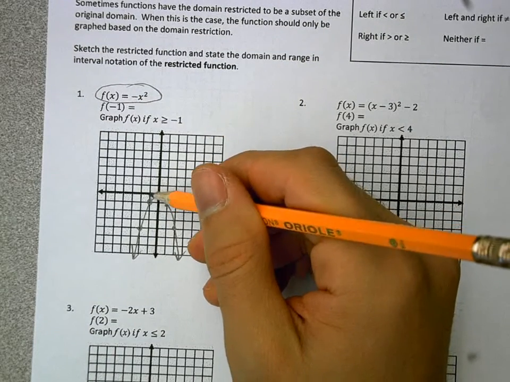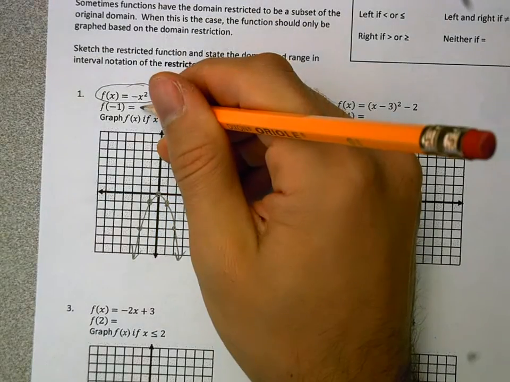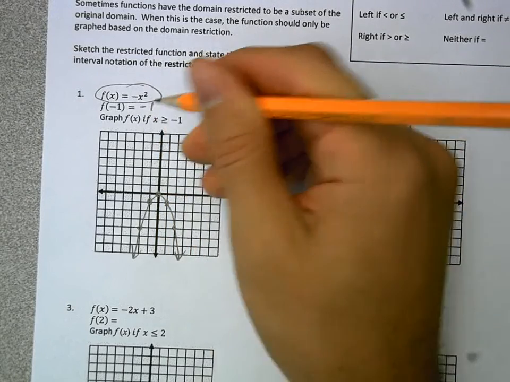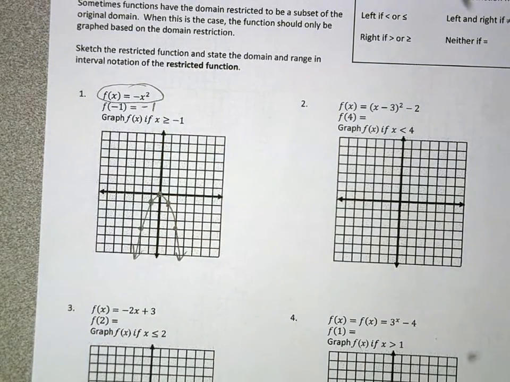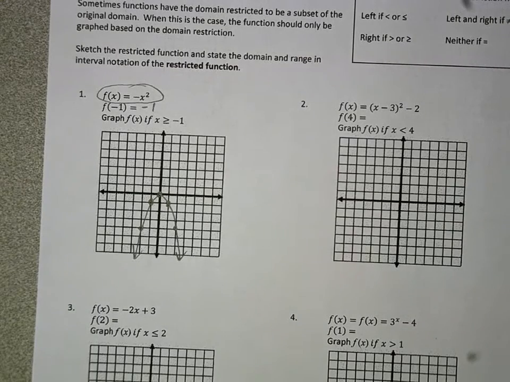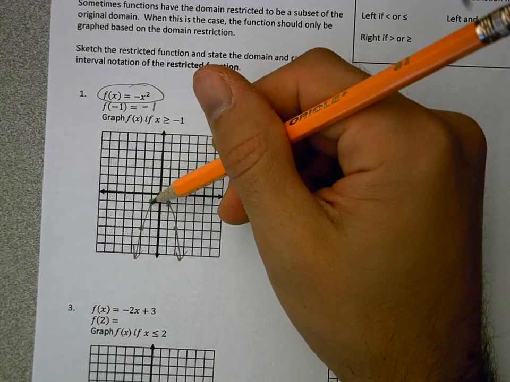We plugged in negative 1, we got out negative 1. That would be the answer to that first question. F of negative 1 equals negative 1. So we put that down. It corresponds to this point right here.